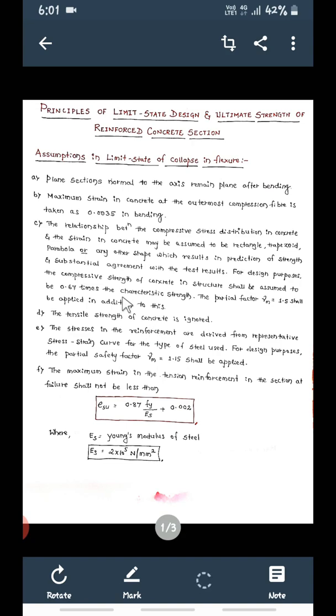In the previous class, we have studied the different limit states and how these limit states are applied. Then we have seen characteristic strength of materials, then characteristic load, then how to convert these into design loads and design strength using partial safety factors, that is gamma m, for the materials as well as for the loads.